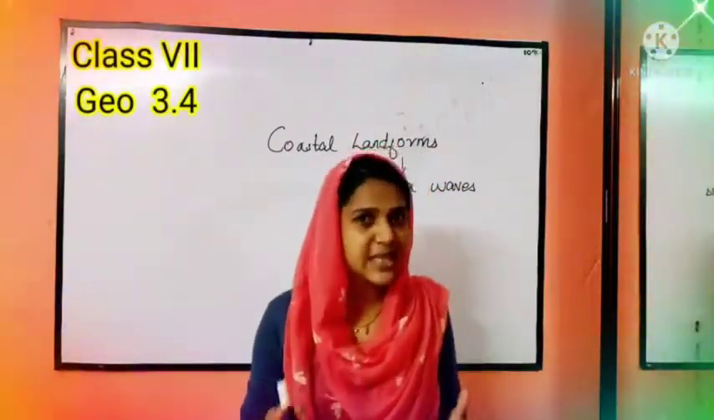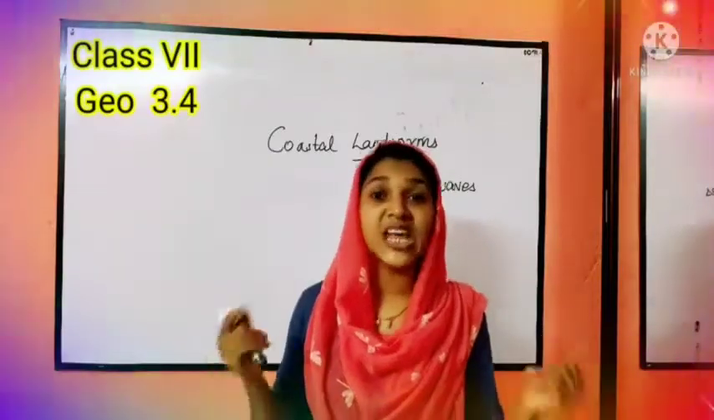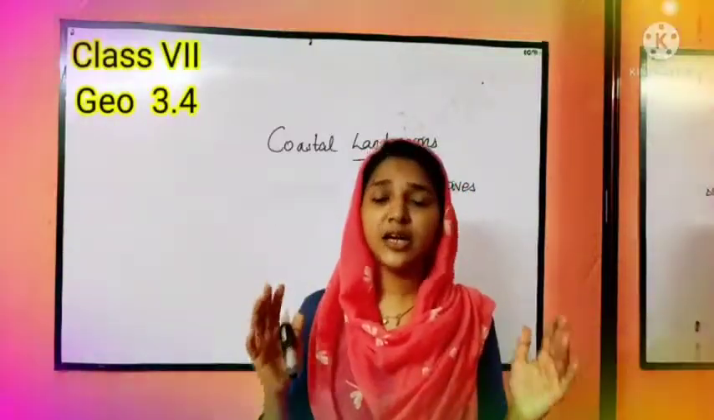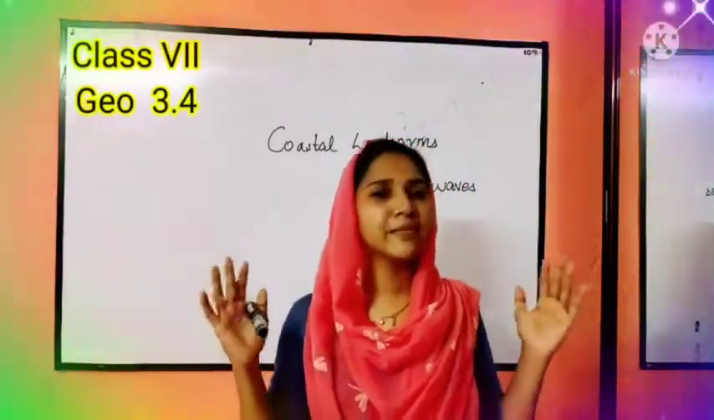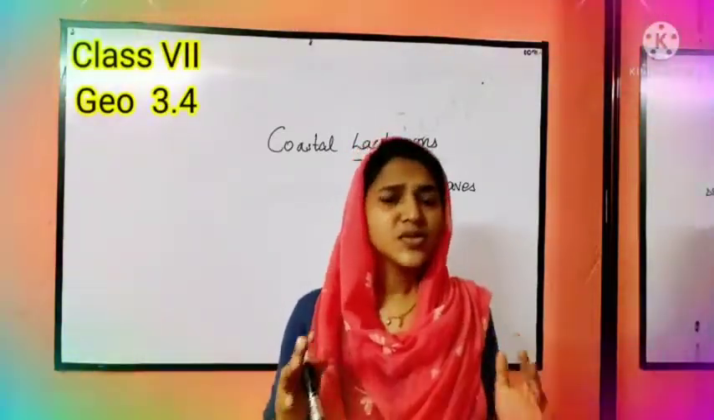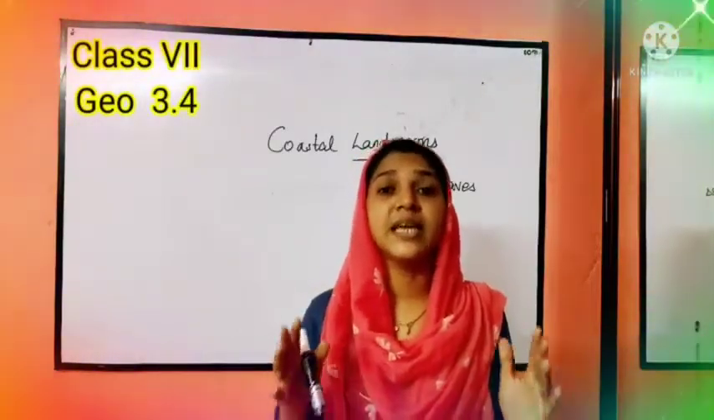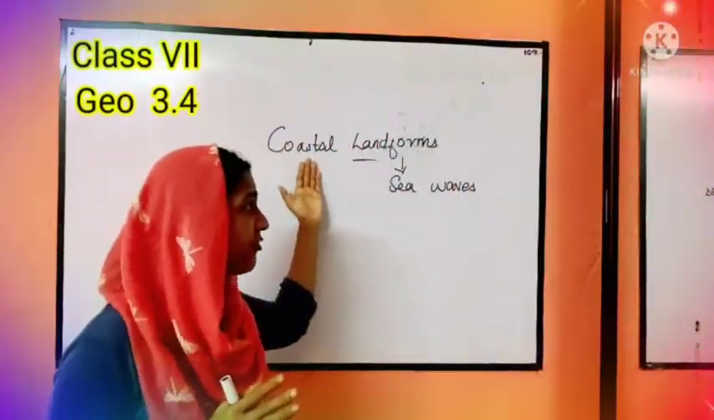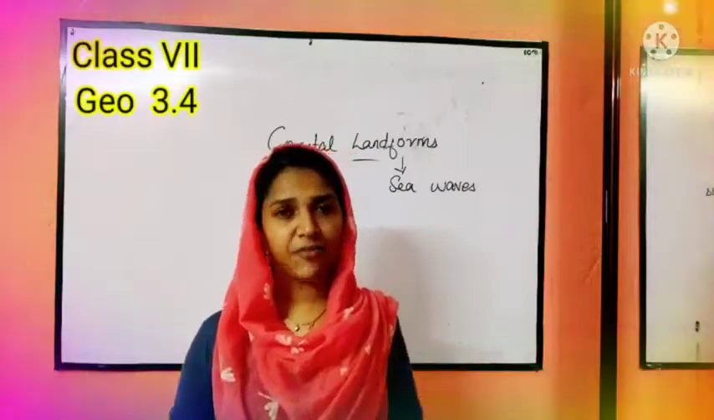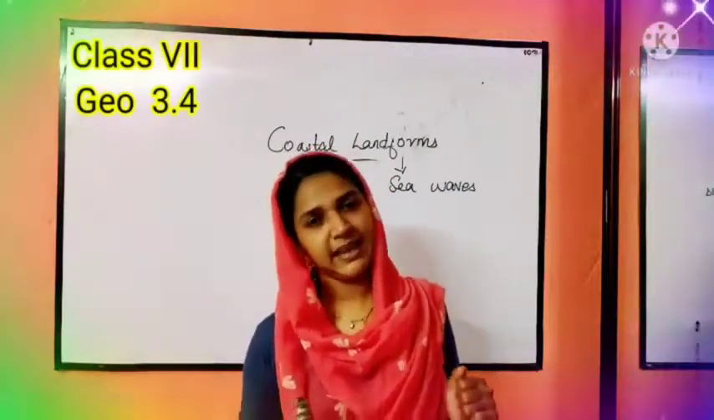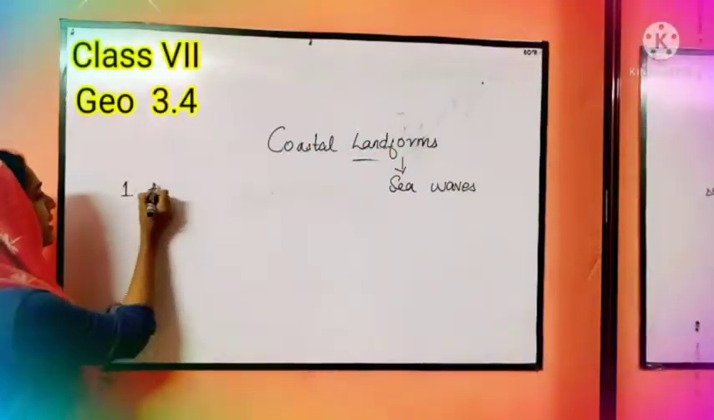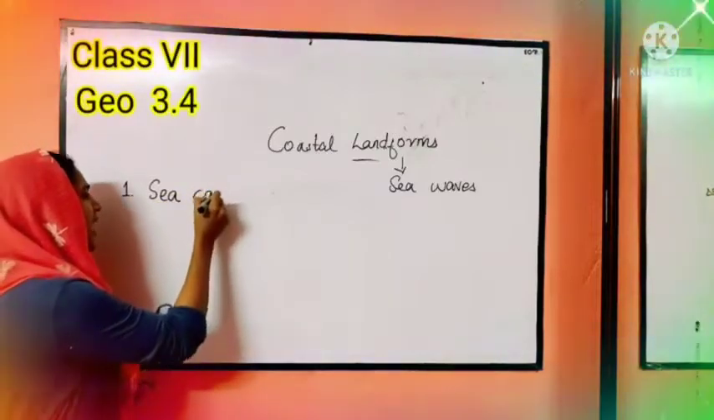We know in the sea, we can see huge tides, continuous waves. So, these tides and continuous waves make some changes to the earth's surface. They create some amazing coastal landforms, the landforms by sea waves. And there are mainly 5 coastal landforms. Let's see each one in detail. The first one is sea caves.